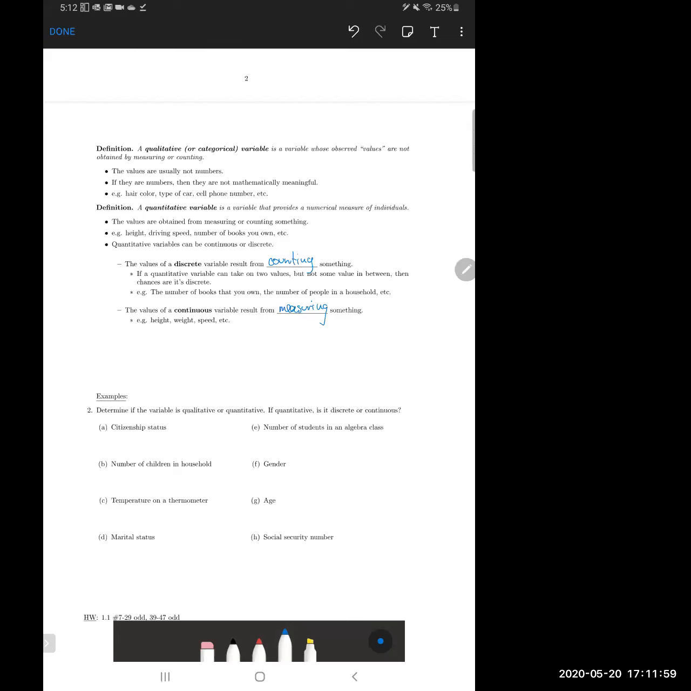I'm just going to write, okay, so citizenship status, qualitative. Number of children in a household, that's quantitative. Since it's quantitative now, I can decide, well, is that discrete or continuous? So it's quantitative and it's discrete because you count the number of children in a household, right? You count that. I'm going to say discrete. Temperature on a thermometer, again, quantitative. But this time we measured that, right? Since we measured it, we would call it continuous.